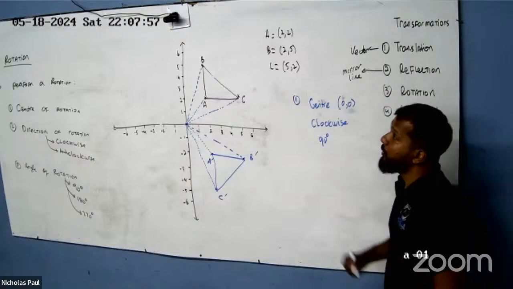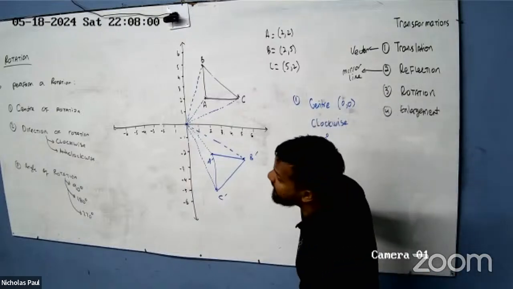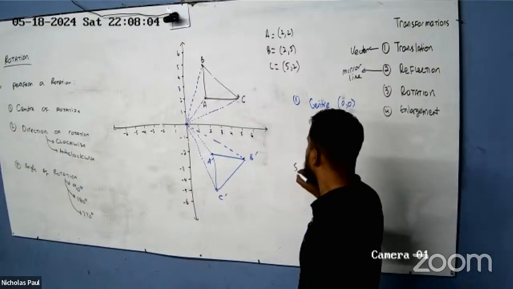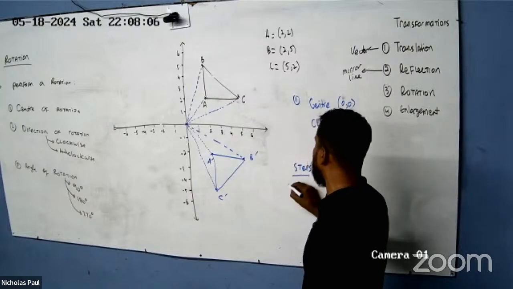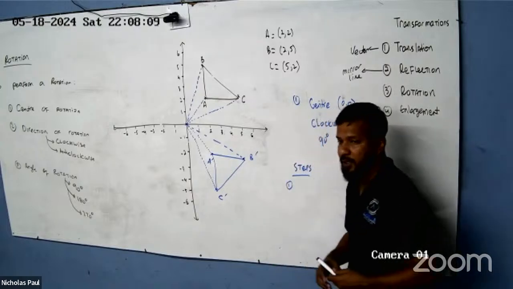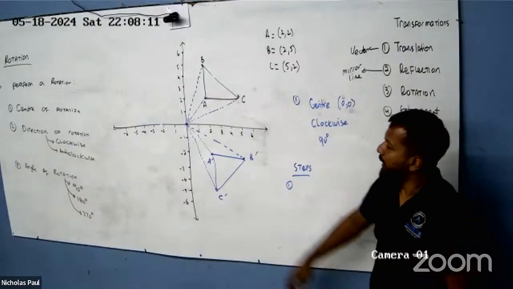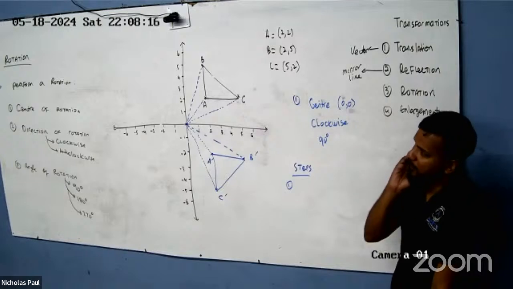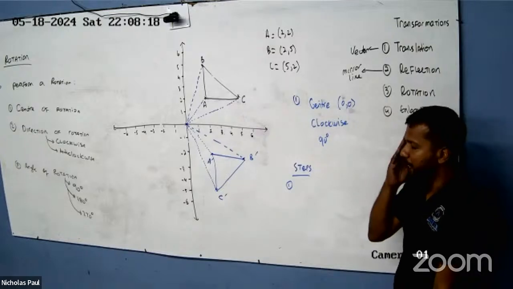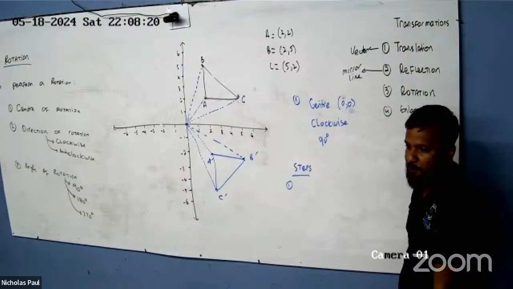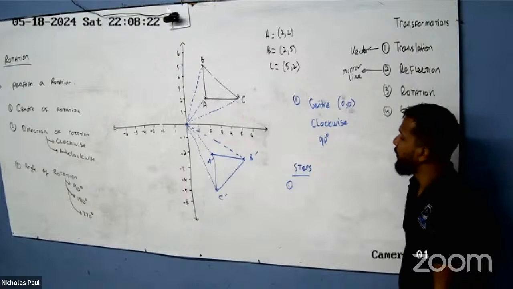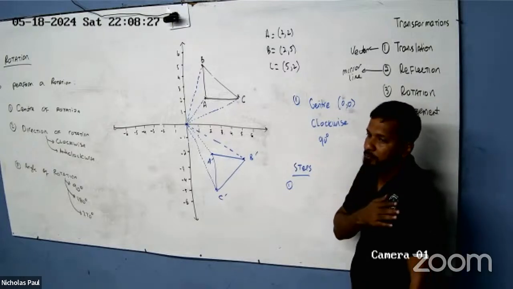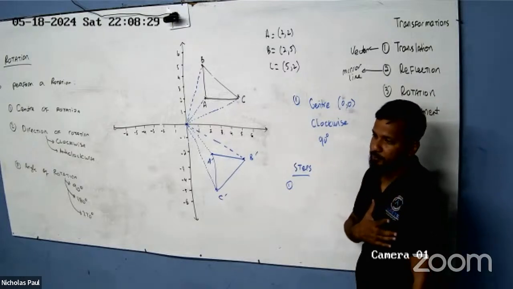All right. So do me a favor, take these steps here. Steps to do a rotation. Number one, connect the object point to the center and measure the length of the line.